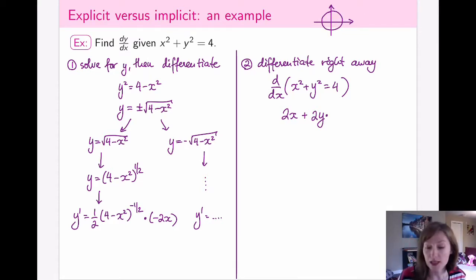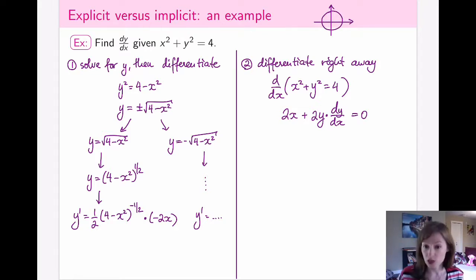The inside here is just y, so the derivative of it is dy by dx. I don't know what it is explicitly, but I don't have to. That's why it's called implicit differentiation. I'm going to take that box and pass it on through the derivative. On the right-hand side, I have 4. A derivative of a constant is just 0, so I have 0.